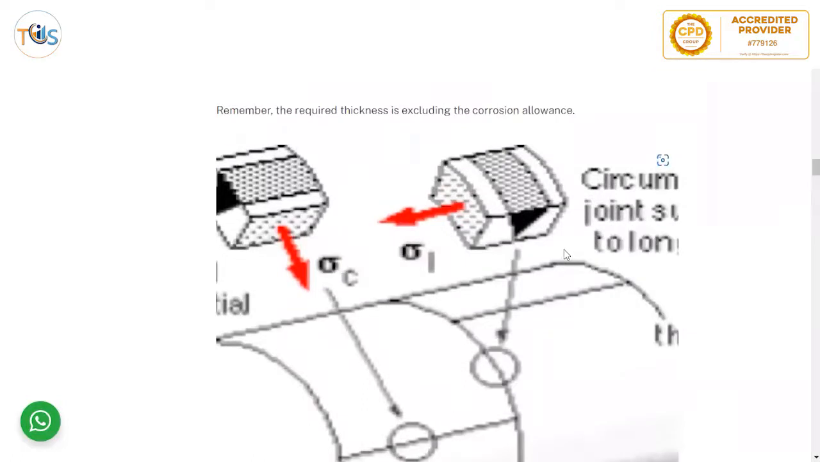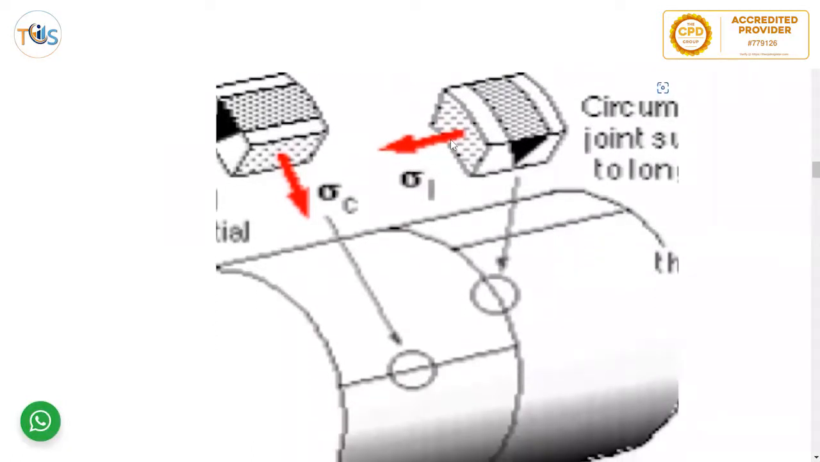Now, why that is the case might look a bit confusing. First, I need to explain that if you have a stress, the stress is 90 degrees to the weld. For example, if this is a shell and the stress is along the longitudinal joint, the actual stress is applied on a circumferential joint and vice versa.